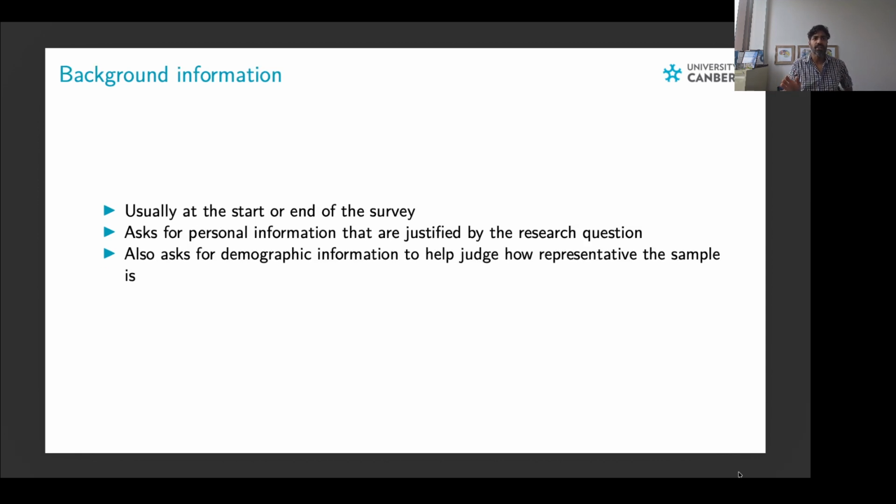Excellent. So background information, usually at the start or end of the survey, and ask for personal information that is justified by the research question. That's really, really important. In so many surveys, you see people asking for personal information when it has nothing to do with the purpose of the study or how the data will be analyzed. So the question is, why is that data being obtained? If you don't need the data, then you shouldn't be obtaining it, is the key takeaway. Also ask for demographic information to help people judge how representative the sample is. So in some cases, that's where you're taking that data.